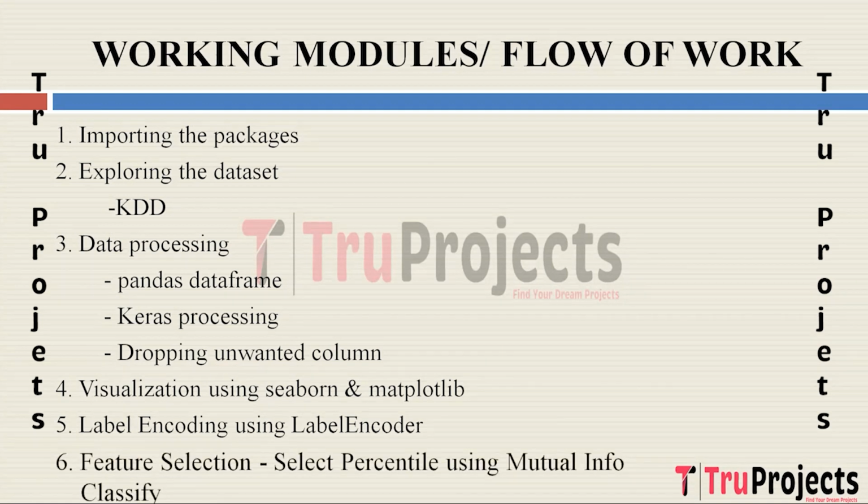Select percentile using mutual info classify. Feature selection is a crucial step to identify the most relevant features for the network attack detection task. In this case, the select percentile using mutual info classify method is employed to select the most informative features based on their mutual information with the target variable. This helps streamline the dataset for model training.